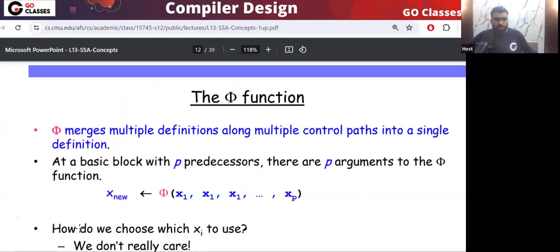Now let's move on. Remember, this is a very beautiful line you can see here. See, how do we choose which value of xi to use? We don't really care. You might be thinking how this phi function will decide which value to return. Is there anyone here who is thinking, sir, how the phi function will decide which x value to return? So remember, we don't care. Okay, is this clear? We do not care. So this is a very beautiful line. Just notice this.